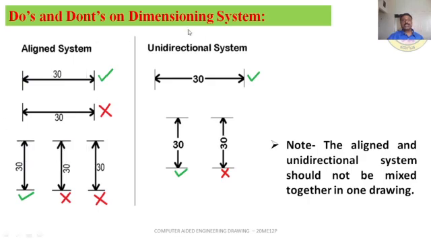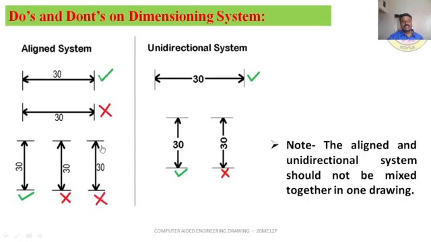Do's and don'ts on dimensioning system. Aligned system, the dimension figure is placed above the dimension line, leave some space here. See here, this is correct, and below in this second example, the dimension text is shown below, so this is wrong. Vertical dimension above the dimension line, correct. If you show this below, usually students commonly make mistakes like this, so that's why this slide has been shown. So this is below, wrong.